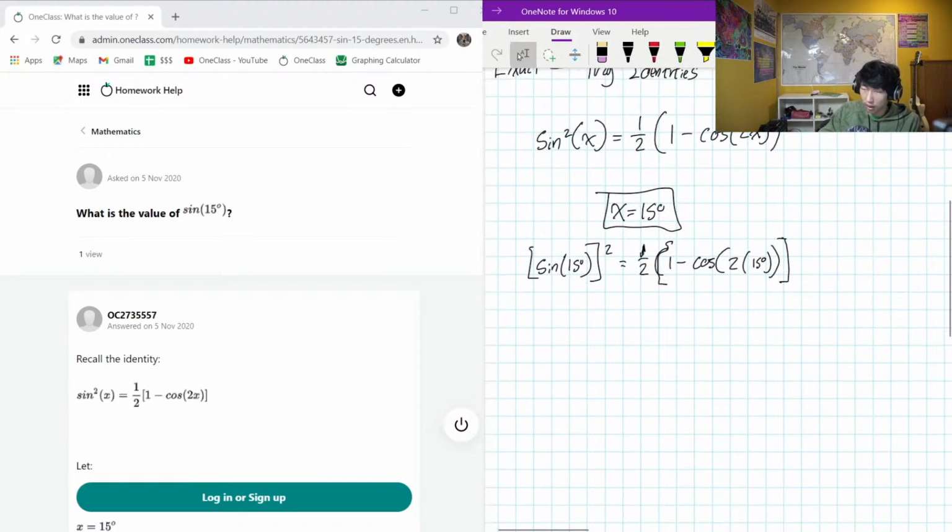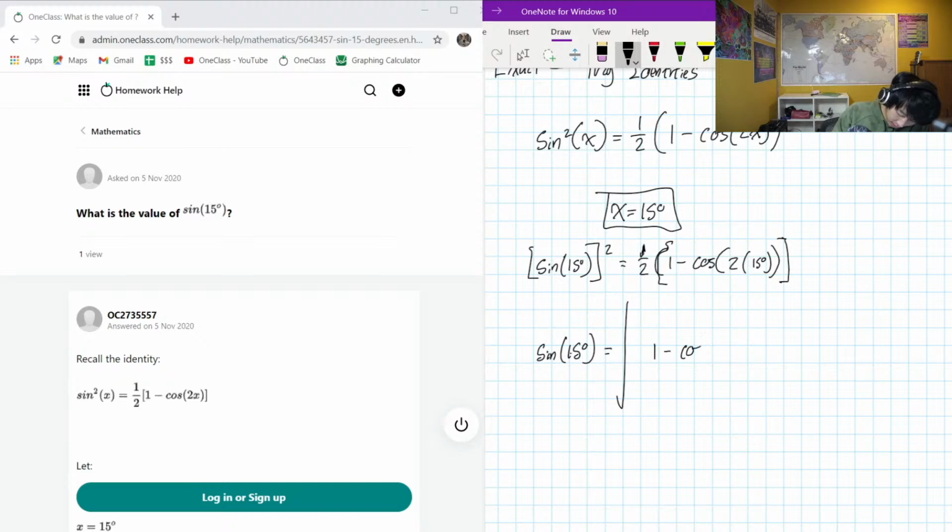Okay, so simplifying this even further, if we're going to isolate sine 15 degrees, we have to take the square root of the whole right side. So this will be the square root of 1 minus cos 30 degrees, over 2. So that's 2 times 15 over 2. That's just another way of rewriting it.